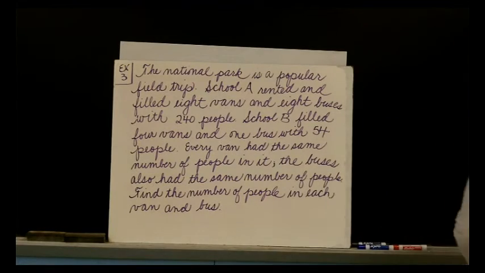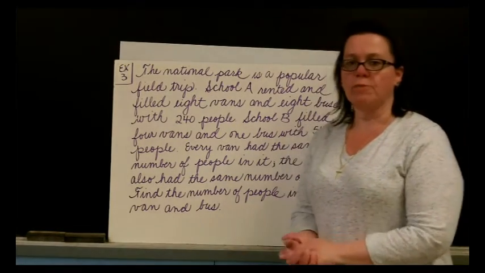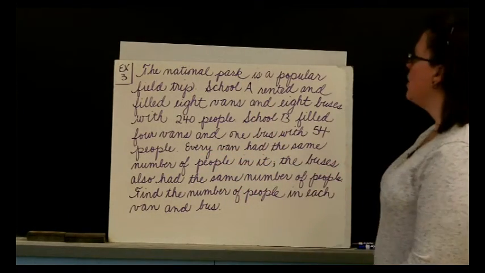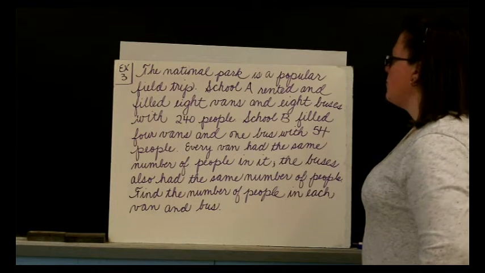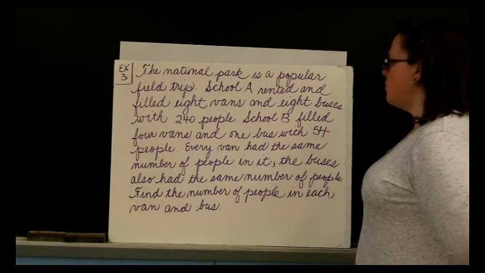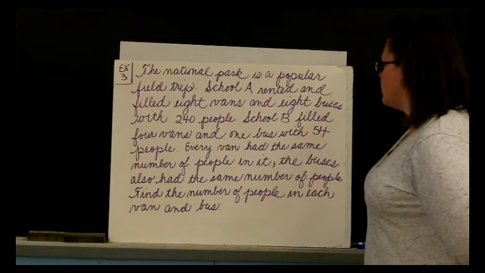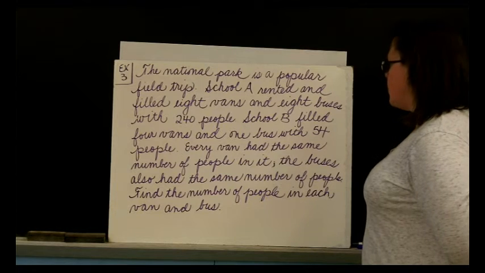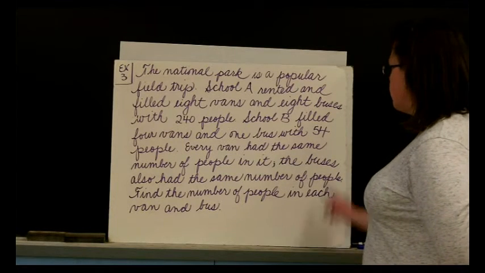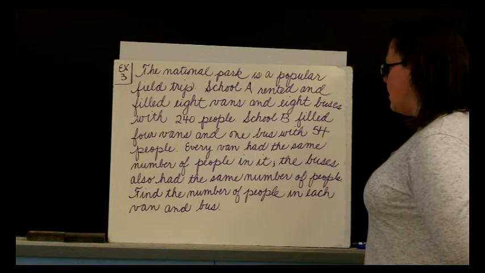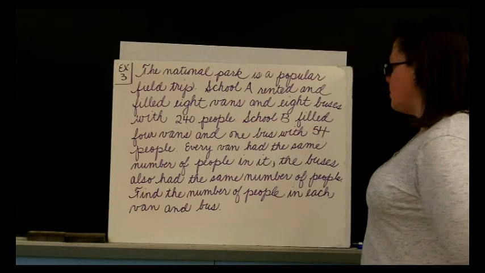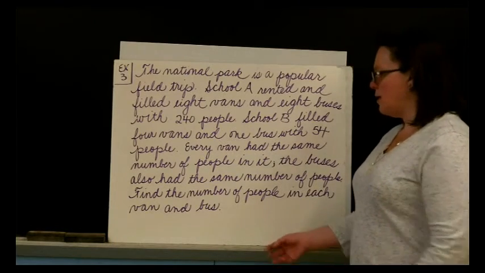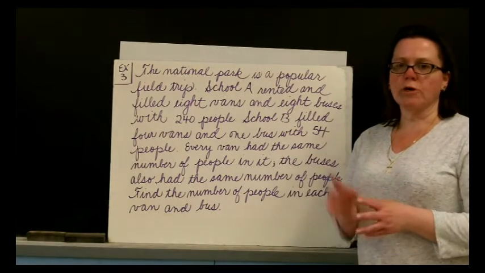And here we have example 3. It's our last example. I want you to make sure you copy the whole problem. I want you to have all this information. The National Park is a popular field trip. School A rented and filled 8 vans and 8 buses, with a total of 240 people. School B filled 4 vans and 1 bus with 54 people. Every van had the same number of people in it. The buses also had the same number of people. Find the number of people in each van and bus. So we have a lot of work that we have to do here.